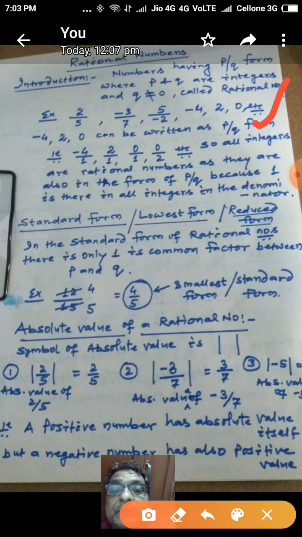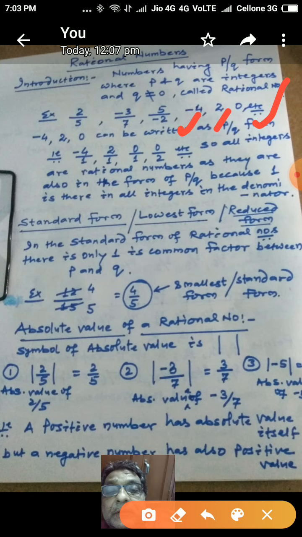So the question is, is 0 a rational number? The answer is yes, because 0 can be written as 0 by 1, 0 by 2, 0 by 3. Every time its value is 0, but the number comes in the form of p by q. Similarly, for minus 2 and minus 4, any integers, all integers are considered now as rational numbers because every integer has denominator 1 hidden in it.